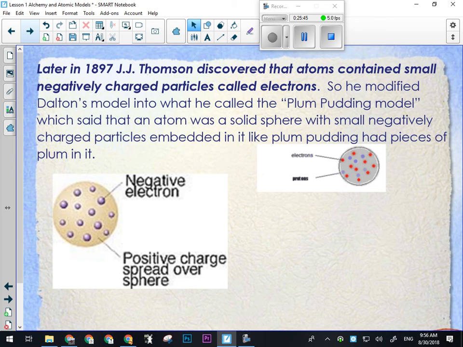And the plums are these little particles that I'm going to call electrons because they're the source of electricity. He didn't really know much else about them, but they were the source of electricity, so they're called an electron. That's why they're not called a negatron. Now we know they're negatively charged, but they got their name before we knew that. So they're called electrons.